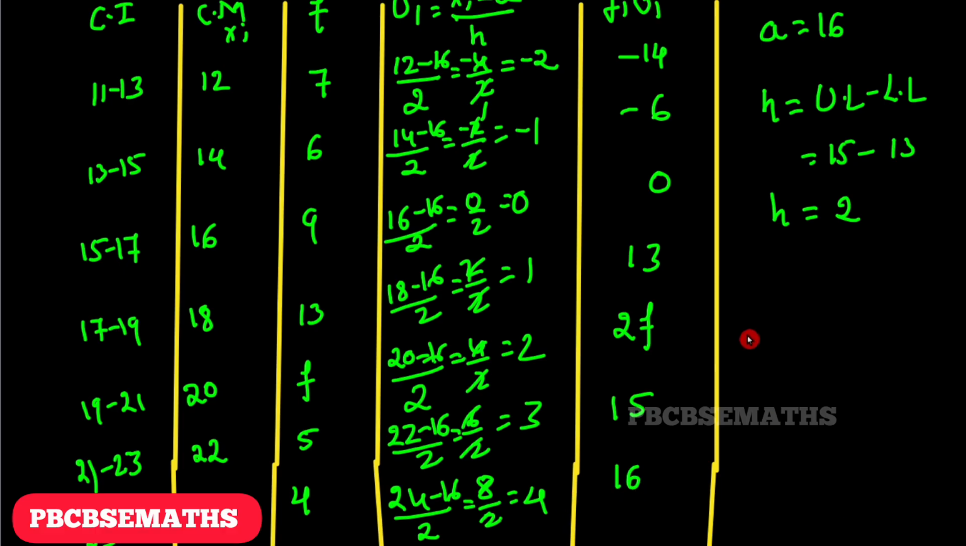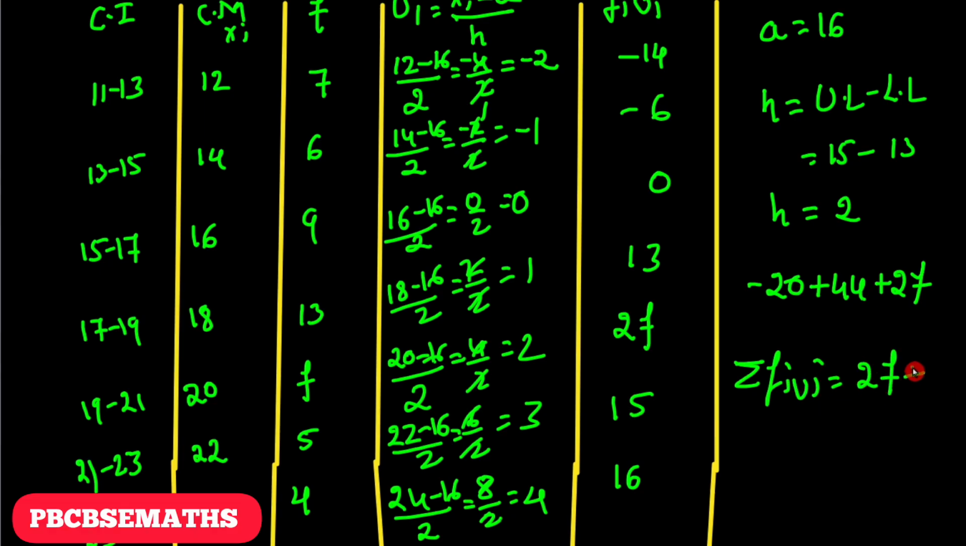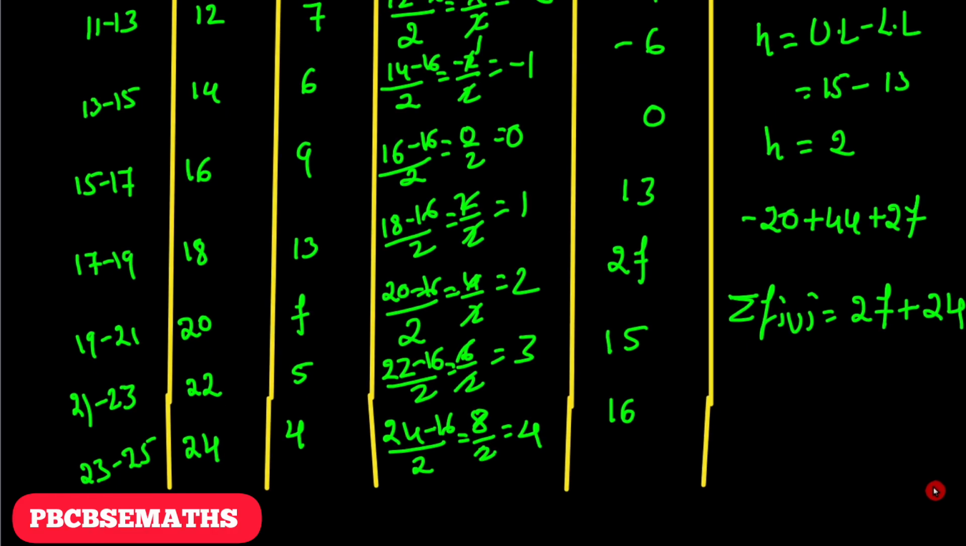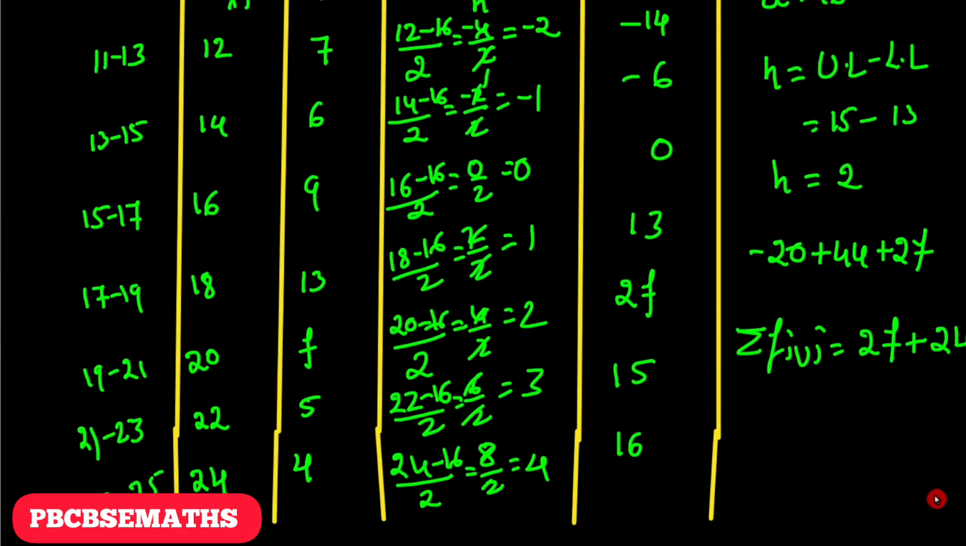Now minus 14 minus 6 gives us minus 20. Then 13 plus 15 gives us 28. 28 plus 16 gives us 44, and plus 2f. So the summation of fi ui is equal to 2f plus 44 minus 20, that is 2f plus 24. So that is the value of the summation of fi ui.